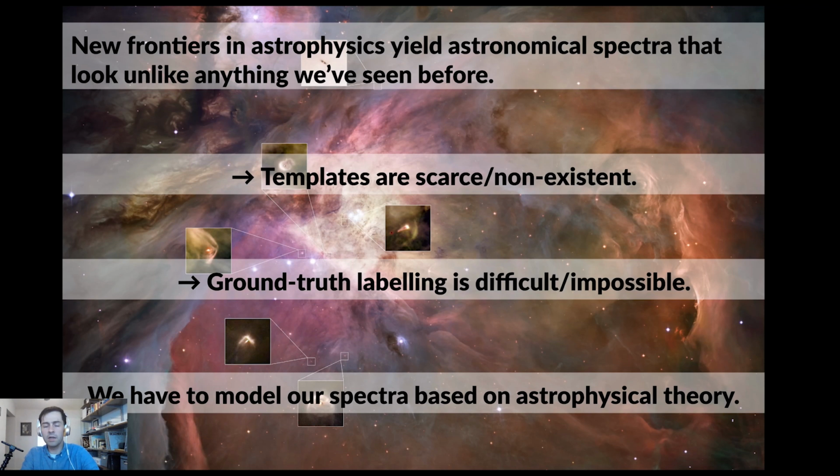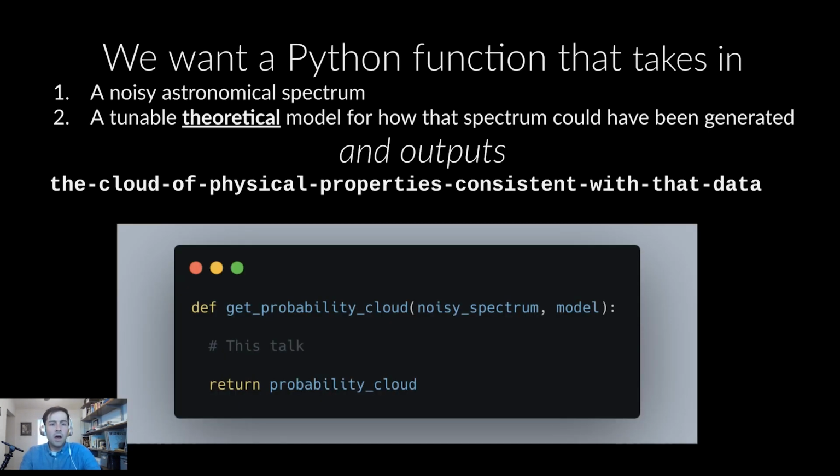So templates, what this means is templates are scarce or non-existent. Ground truth labeling is difficult or impossible. And we have to model our spectra based on astrophysical theory alone. So what we expect the spectra to look like based on our knowledge of physics from the ground and other areas of astrophysics. A Pythonic way to think about this is that we want a Python function that takes in a noisy astronomical spectrum and a tunable theoretical model for how that spectrum could have been generated, and outputs the cloud of physical properties consistent with that data.